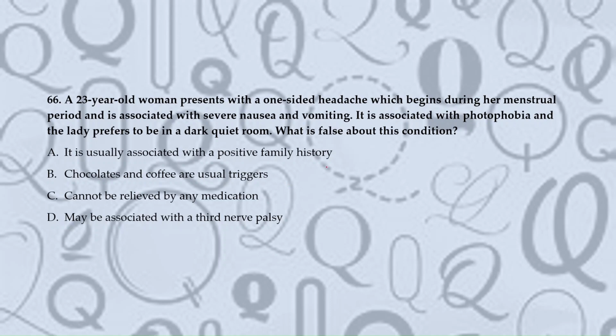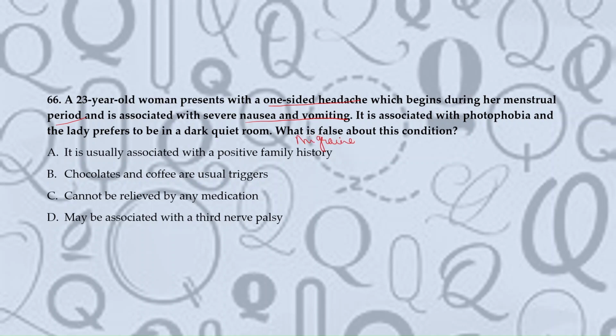So a 23-year-old woman presents with one-sided headache which begins during her menstrual period and is associated with severe nausea and vomiting. So it's a one-sided headache, it's a hemicrania. Menstrual period is a trigger and associated with nausea and vomiting, which is very classical of a migraine. It's associated with photophobia and the lady prefers to be in a dark quiet room. So most probably we are dealing with migraine here.